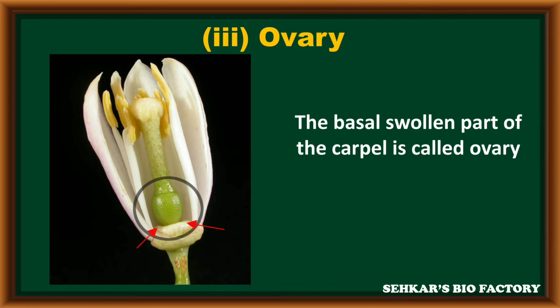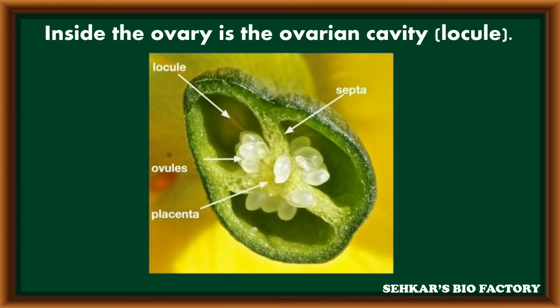The third part is ovary. The ovary is a basal swollen part in the carpel. It is the main site for the arrangement of various structures. Inside this ovary, the ovary is divided into many cavities with the help of cross walls. These cross walls are called septa. These cross walls can divide the ovary into many ovarian cavities. Each ovarian cavity is called a locule.